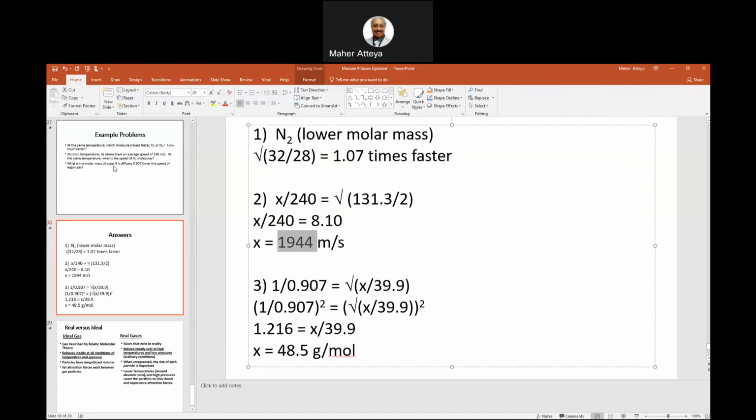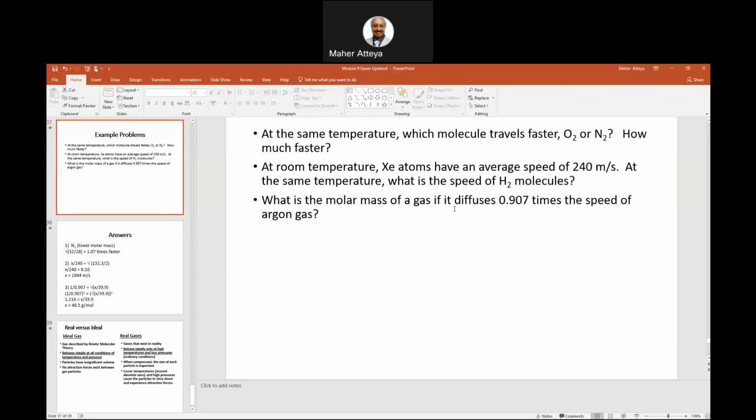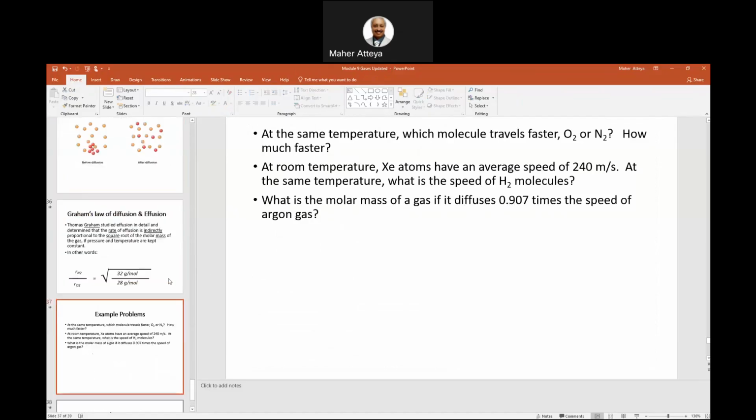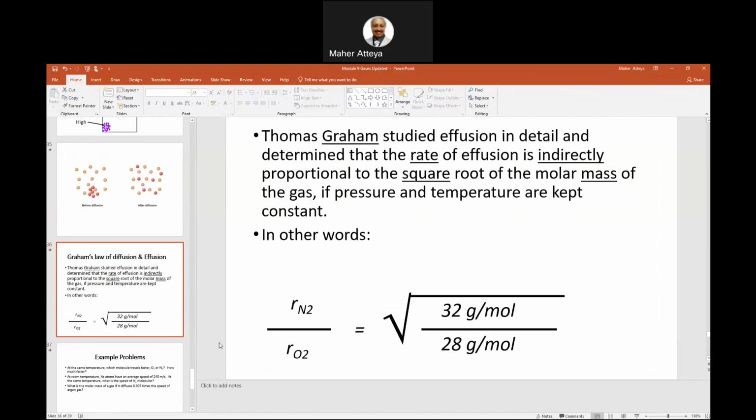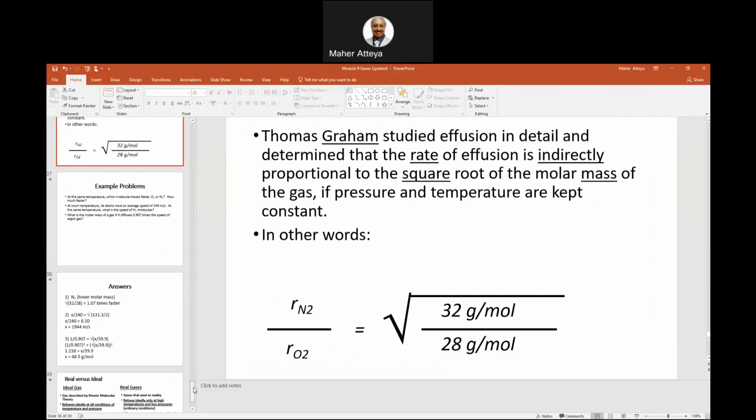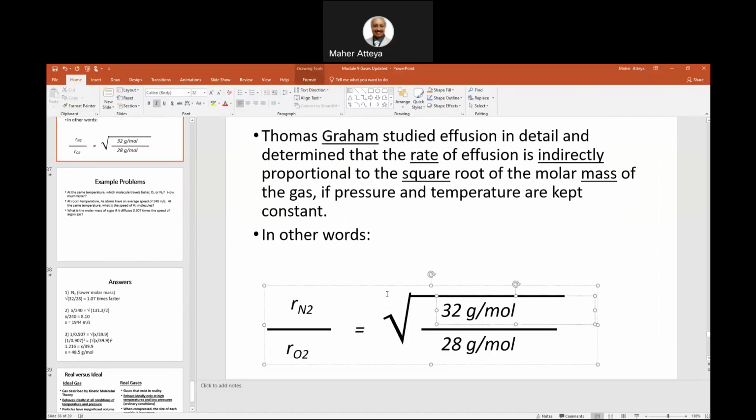So, the third question here is the same. What is the molar mass of a gas if it diffuses 0.1907 times the speed of argon? Well, you don't know the molar mass of this gas, but we know the formula, correct? So you put the formula here instead of the gas here. Take this one here, and you have molar mass. You don't know it, so I'll put this one as molar mass. Then we have argon, correct?